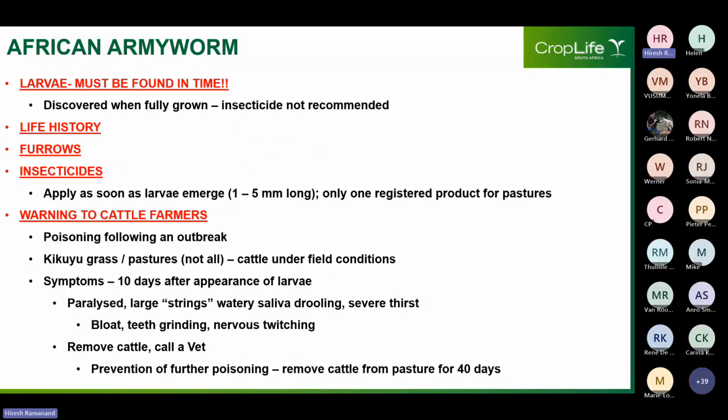Now, where the larvae are moving from one land to another, they can be halted by plowing a furrow with pits dug at intervals. The larvae will crawl along the furrows and eventually fall into the pits where they can be covered up. When it comes to the use of insecticide, spraying is most effective if applied as soon as the worms have emerged and are 1 to 5 millimeters long, as these instars are more susceptible to poisons than older instars.